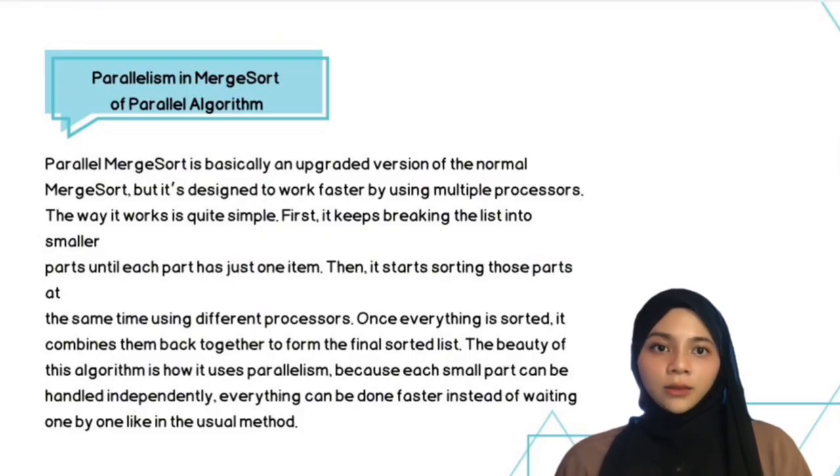First, it keeps breaking the list into smaller parts until each part has just one item. Then it starts sorting those parts at the same time using different processors. Once everything is sorted, it combines them back together into the final sorted list.